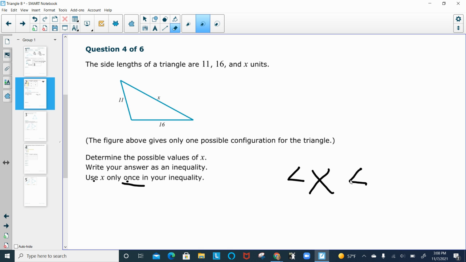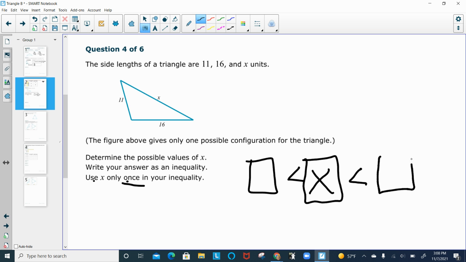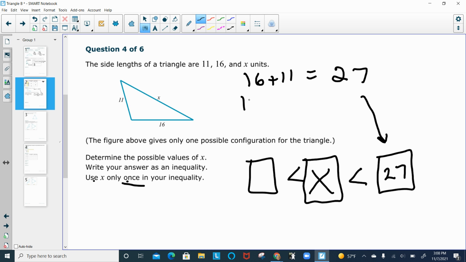I would have clicked this twice. And so I'd have a box here like that. And then the X would be in the middle box. And then I'd have an empty box there. And so if you can recall, what we did was we added these two together. And that gave us the biggest boundary for the third side. And let's see, that's going to be 27. So that would go here. And then we would subtract them. 16 minus 11 is 5. And that would go here.